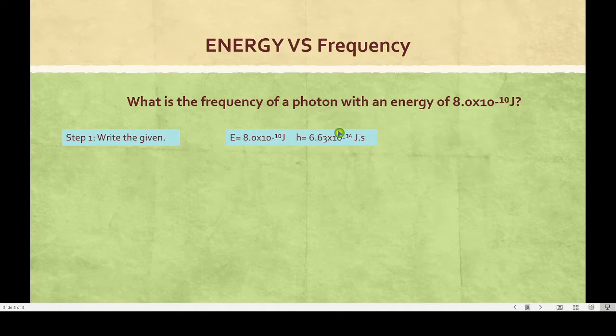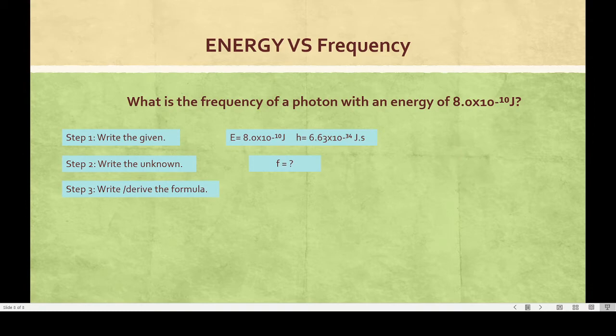Then take note of the constant, the Max Planck constant. So you should remember this always in solving energy. So H is equal to 6.63 times 10 raised to -34 joule second. Take note of this value, then write the unknown. So what is the unknown here? That's the frequency. So the frequency, F is equal to question mark.